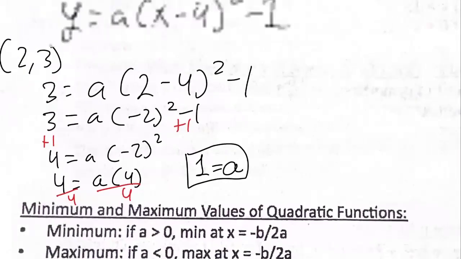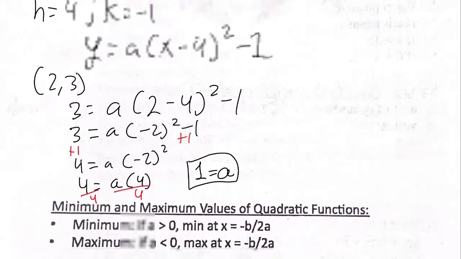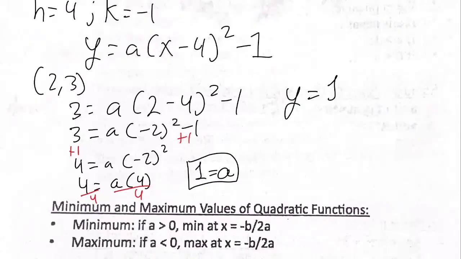So I have everything I need. Just plug it into the function. y is equal to a, which we found out to be 1, and then everything else just stays the same.